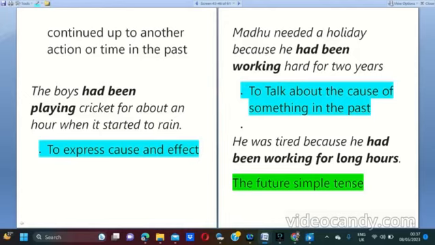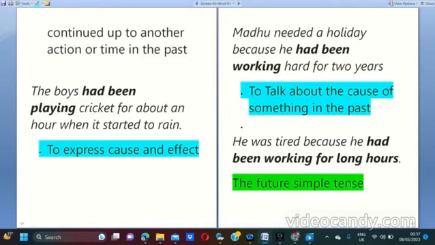It started when it started to rain. Those boys played cricket up to the beginning of the rain. See, up to the point when it started to rain, the boys had been playing cricket. After the rain, they stopped playing cricket. They left cricket and went to their homes. That is the meaning of this one.